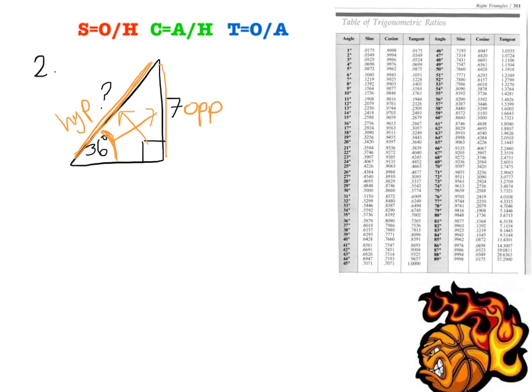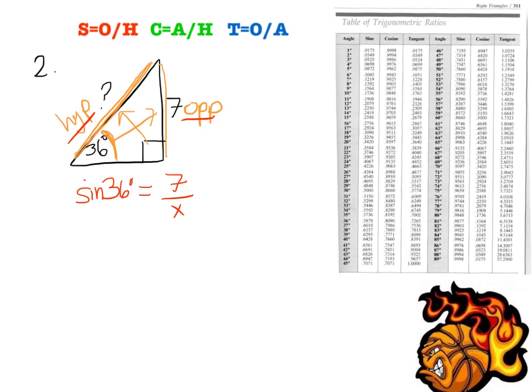Now from here, I'm going to look at my trig functions, and I'm going to ask myself which of these ratios is going to be best for this problem. Which one uses opposite and hypotenuse? Well, that's going to be sine. So the sine of the 36-degree angle is going to be the ratio of the opposite over the hypotenuse. The opposite side is 7, and the hypotenuse is unknown, so I'm going to call that x. Now the first thing I need to do is solve for x. That means the x needs to be alone.